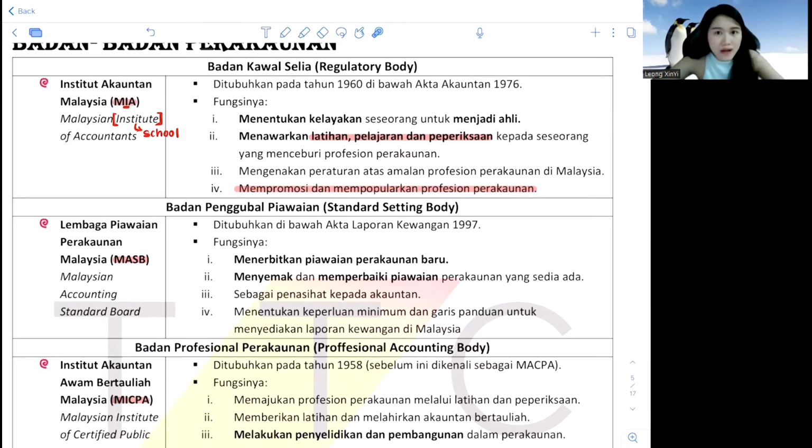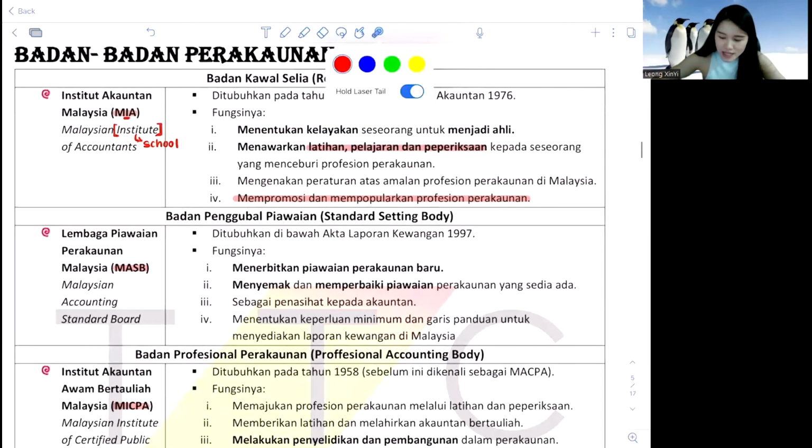Because they promote it well, they make it sound like doctors earn a lot, and also doctors are very knowledgeable. So it's the same thing as well. The Institute Accountant Malaysia will be in charge of doing this action. Okay, yeah. So as of the kelayakan menjadi ahli, right?